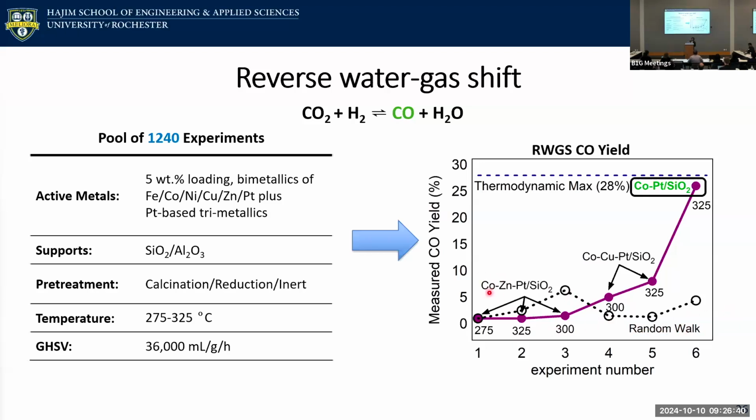And what we found is the initial point was this cobalt, zinc, platinum catalyst in silica. Initially, the model varied the temperature a little bit, maybe learning a bit about temperature, decided it didn't like zinc, swapped out zinc for copper. Again, varied the temperature, decided it didn't want 3 metals at all, went to this cobalt platinum on silica catalyst, where we got 26% yield, which is within 2% of the thermodynamic maximum.